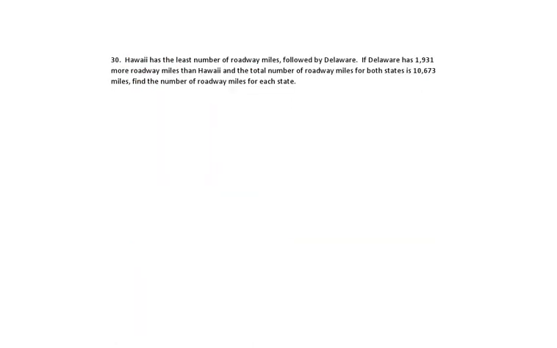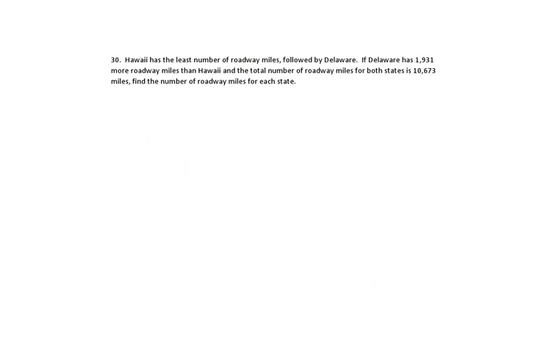Alright, number 30. It says Hawaii has the least number of roadway miles, followed by Delaware. So that's just a fun fact. You don't need to know that. If Delaware has 1,931 more roadway miles than Hawaii, and the total number of roadway miles for both states is 10,673, find the number of roadway miles for each state. They said quite a bit here.